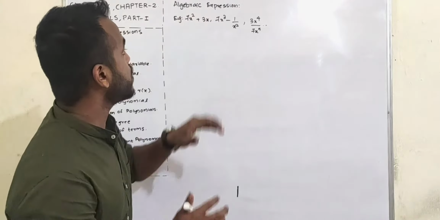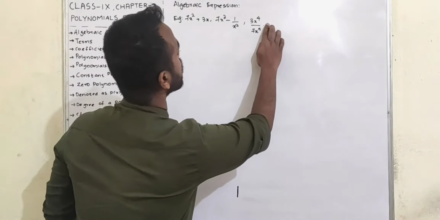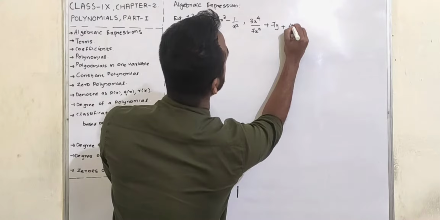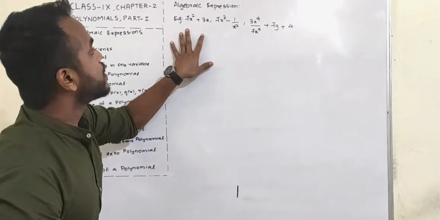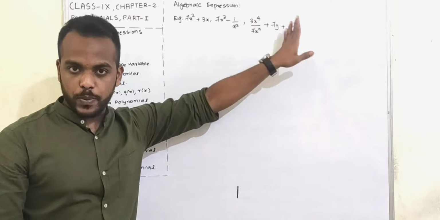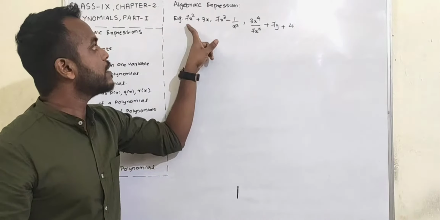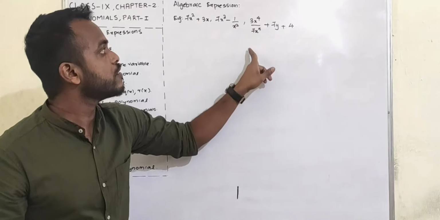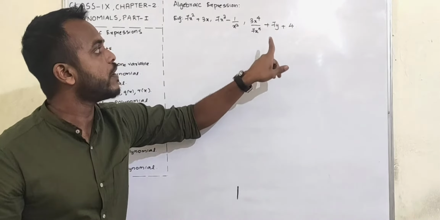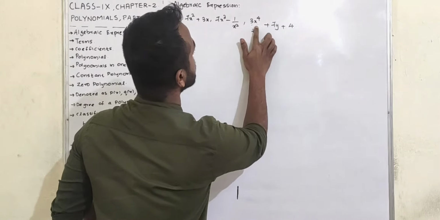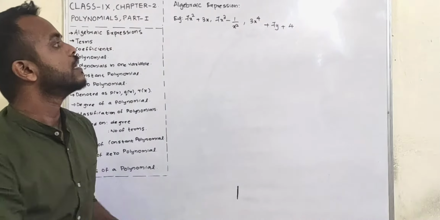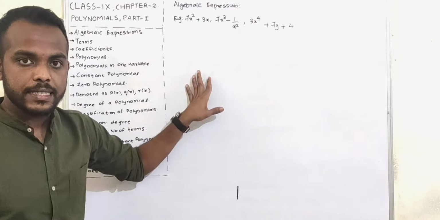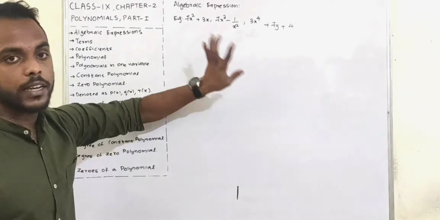See, how many expressions are written on this board? We have written three different algebraic expressions on our whiteboard. First one is 7x squared plus 3x. Second, 7x cube minus 1 by x square. Third, 3x raised to 4 plus 7y plus 4. What term means is the number of characters in one expression.